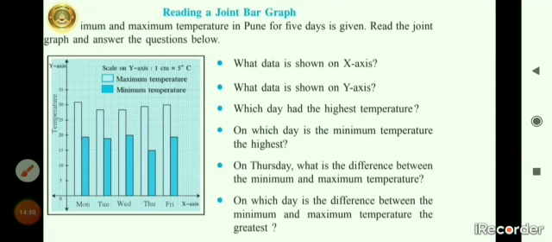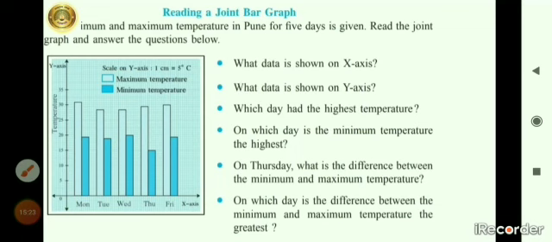Which day had the highest temperature? Now see the graph. Again, the maximum temperature is the lighter one and the minimum temperature is the darker one. So on which day is the highest temperature? Let's see which one is showing the highest. I think Monday, right? It is on Monday, it is 31 degrees. So write down the answer: Monday is showing the highest temperature, 31 degrees Celsius.